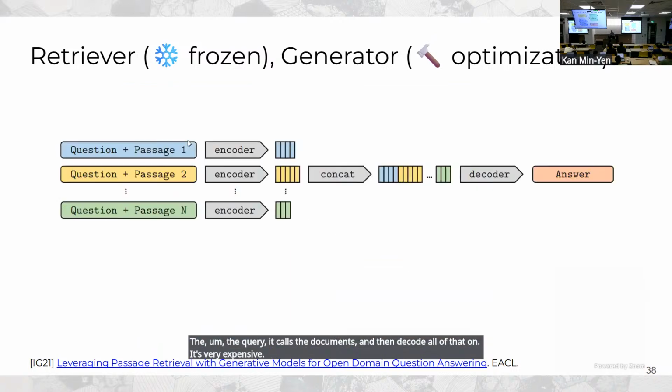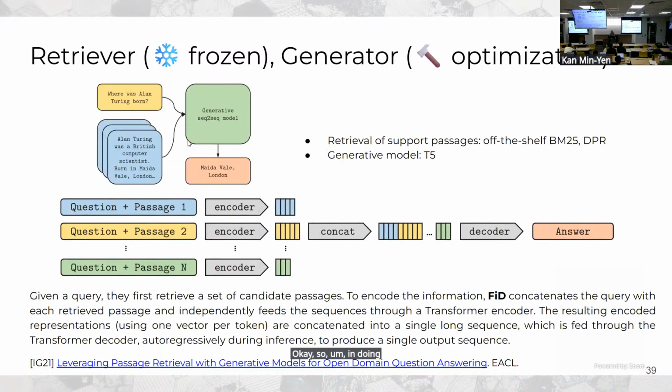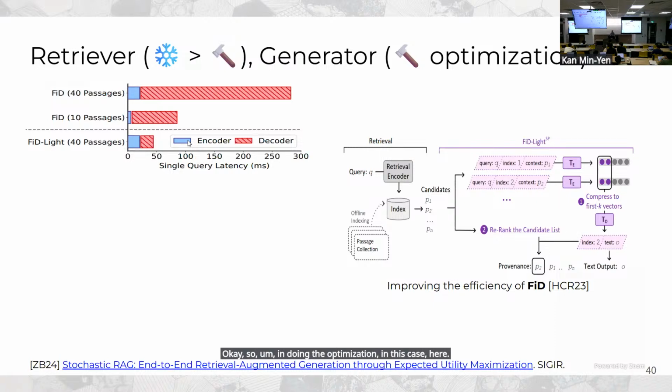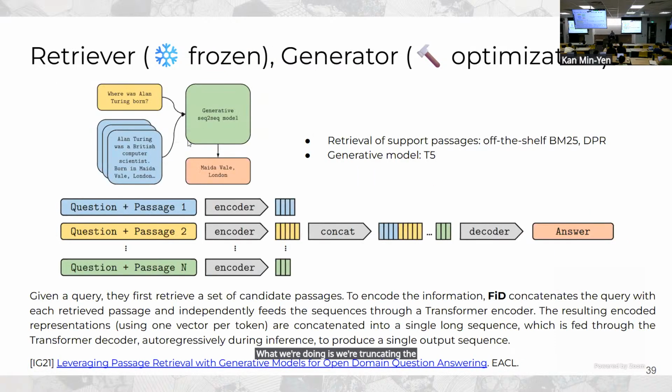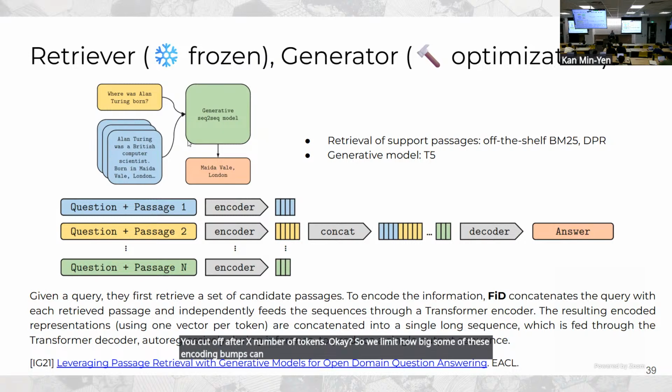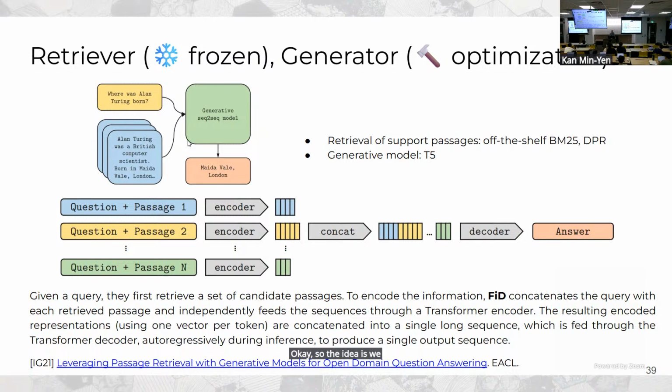So in doing the optimization in this case, what we're doing is truncating the passages. Here, for example, we might just say we cut off after X number of tokens, so we limit how big some of these encoding blocks can be. The idea is we get the benefit of having lots of passages, but we only encode the top parts of each passage. And then we use the cross attention coming from the concatenation to do a better job of decoding.